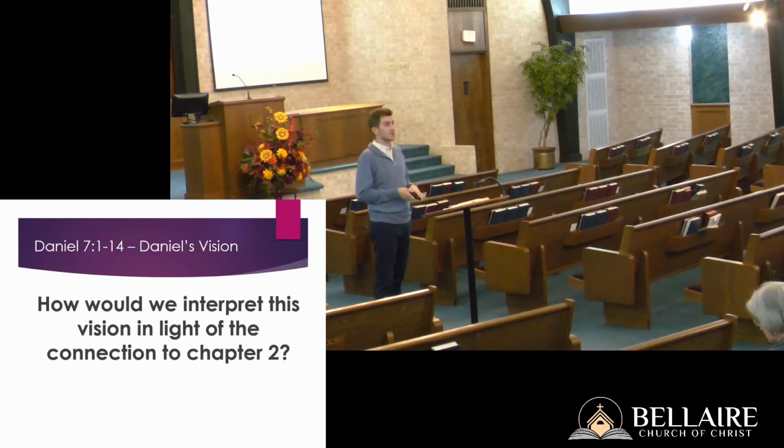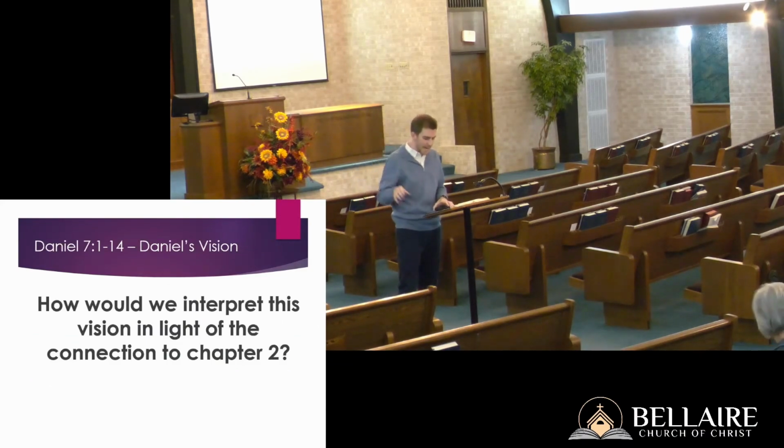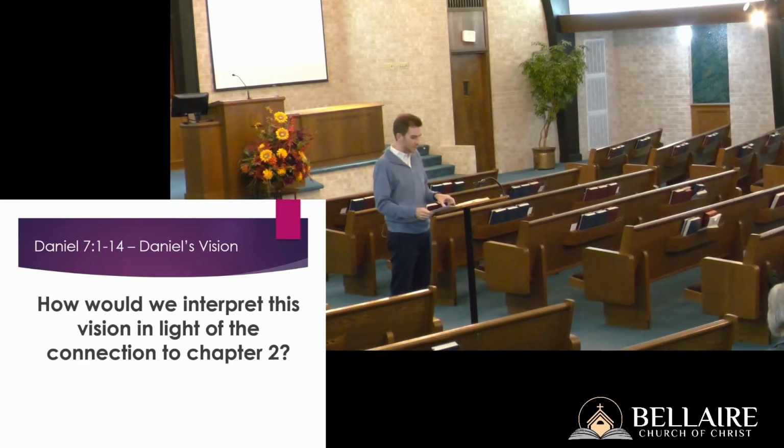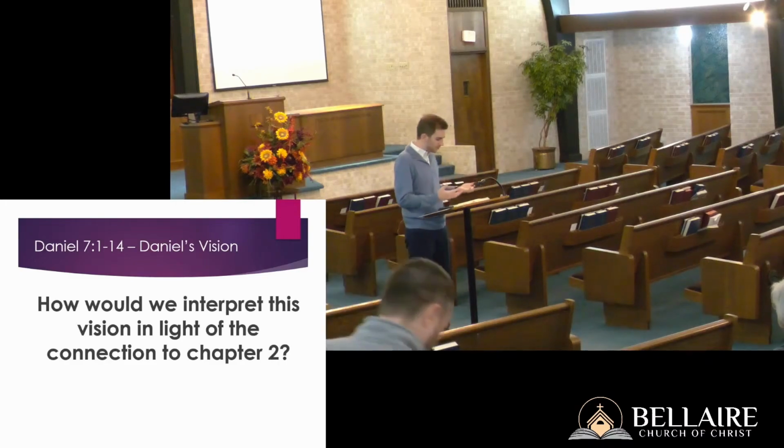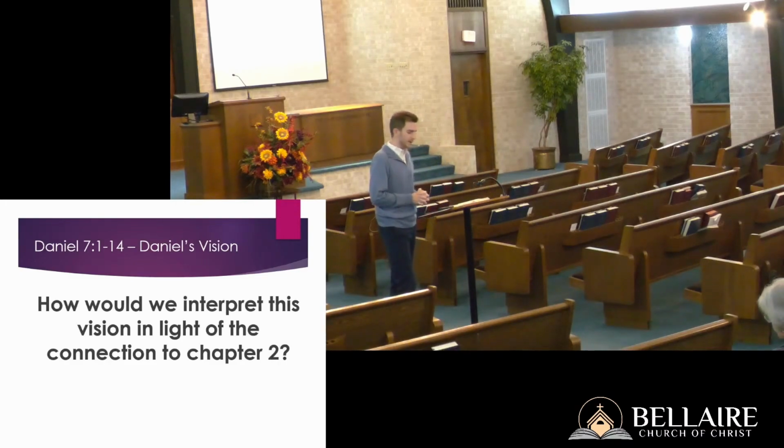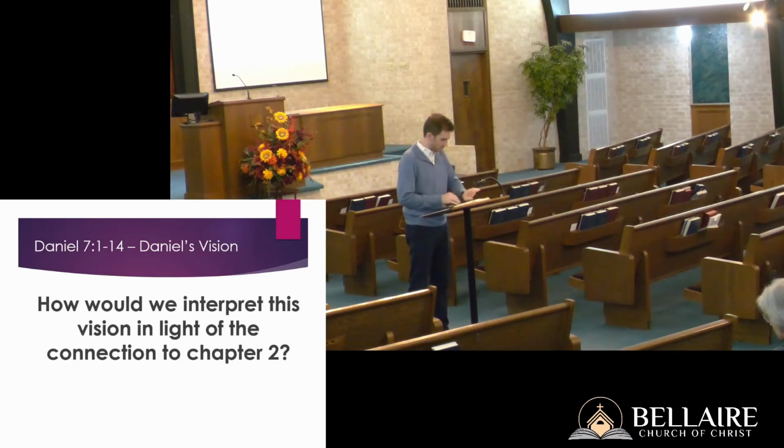So let's read the first 14 verses and be thinking back to chapter 2 and the story of Nebuchadnezzar's dream of the statue and what Daniel told him that meant. And as we read chapter 7, think, okay, if I know that this is supposed to match up with chapter 2, how should I interpret these weird things that are going on? Let's read Daniel chapter 7, verses 1 to 14.